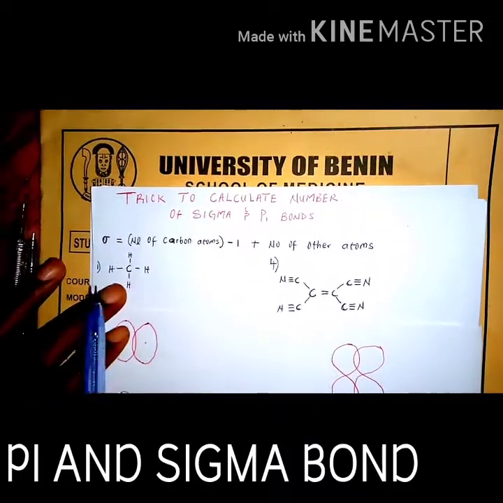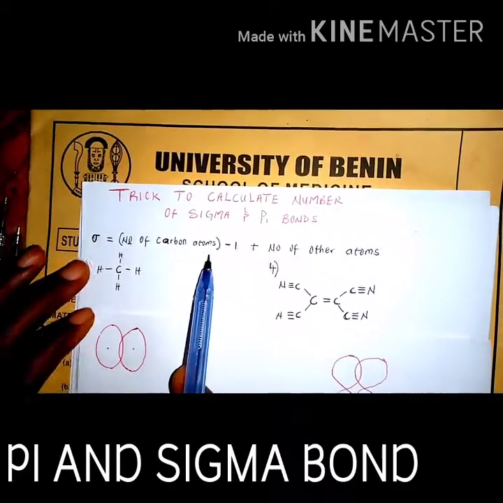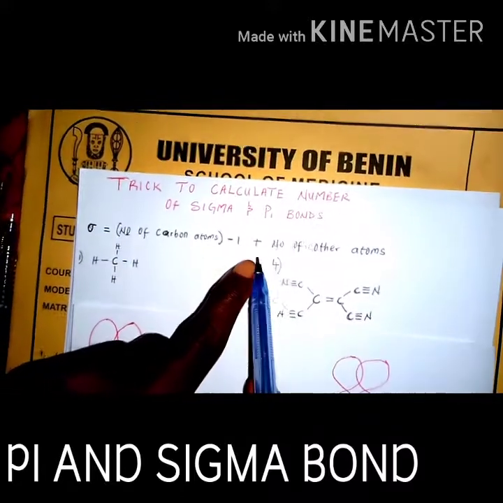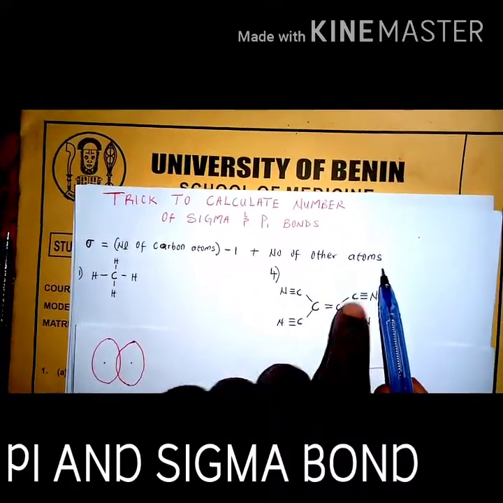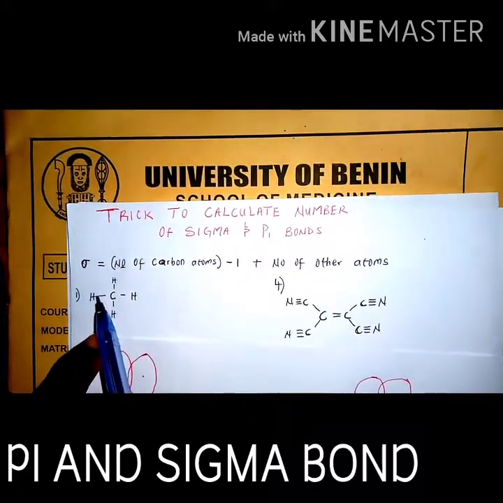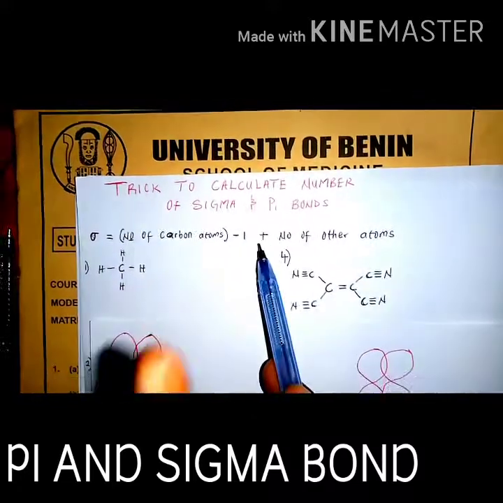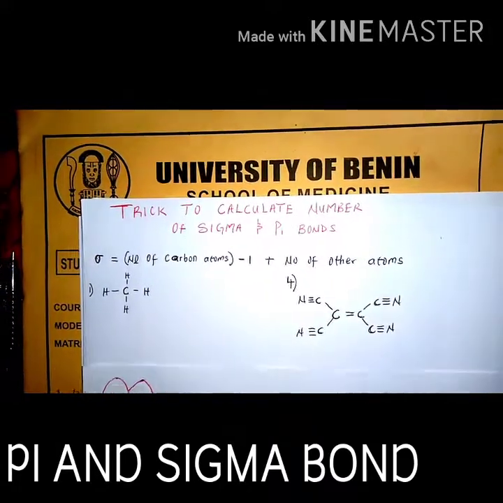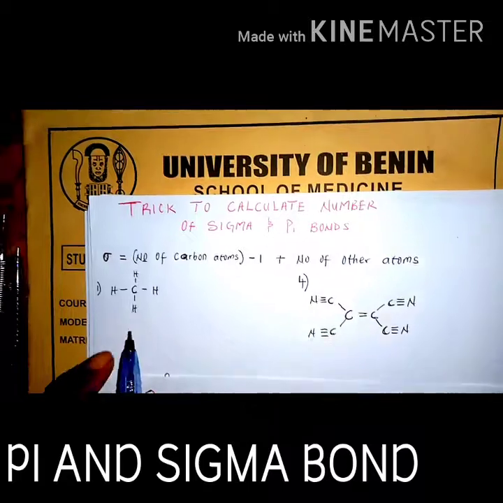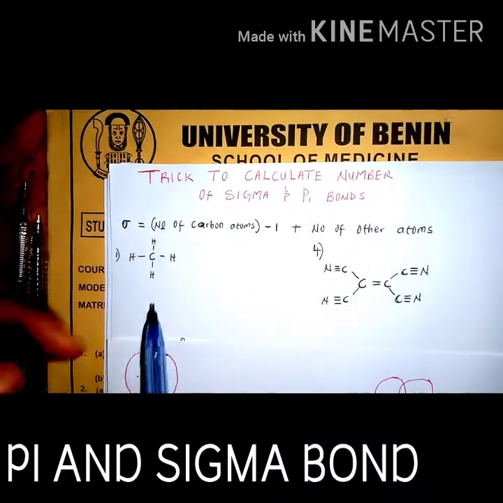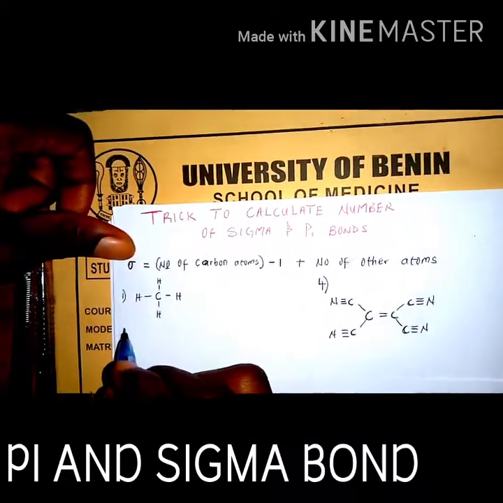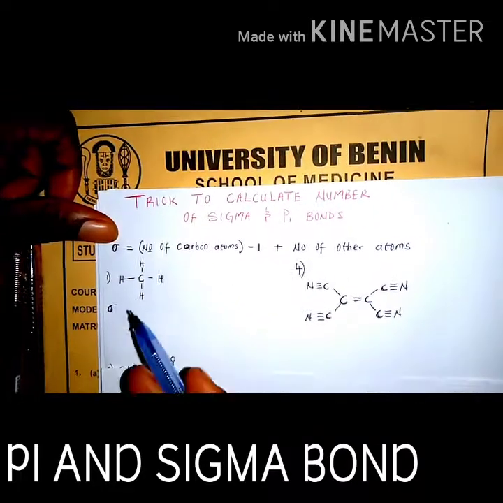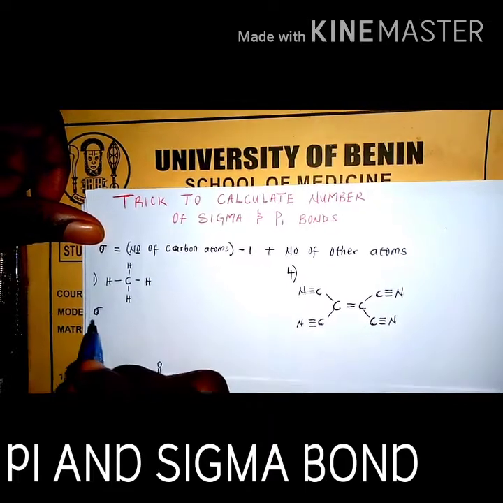Now this is the formula: number of carbon atoms in the compound minus 1, plus number of other atoms. Let me go over it again. Number of carbon atoms minus 1 plus number of other atoms. I have example 1 here. This is a tetrahedral molecule. You all know that's methane. Now let's apply our formula. We are trying to look for the number of sigma bonds in this compound.